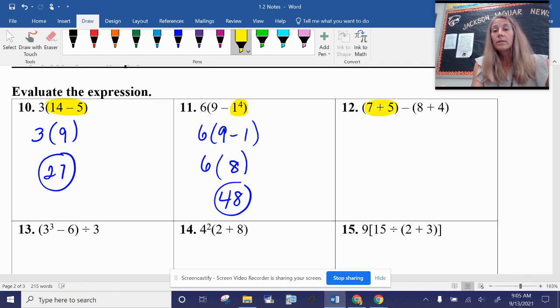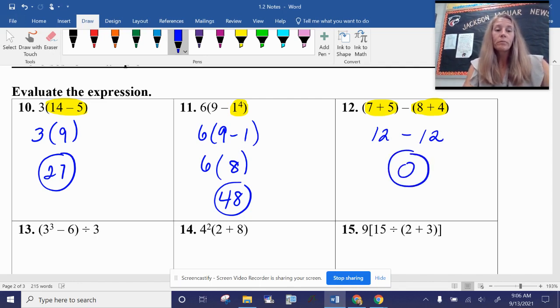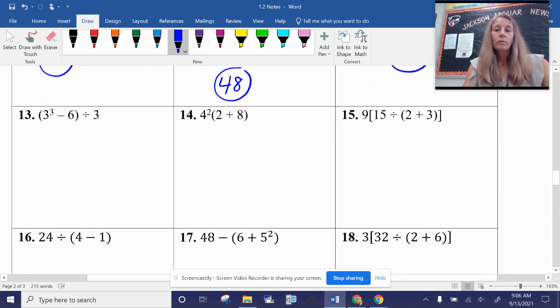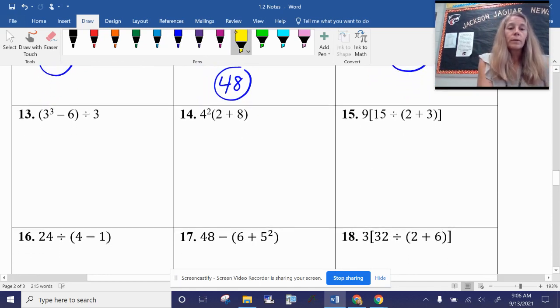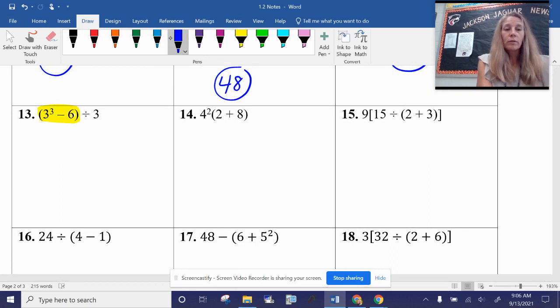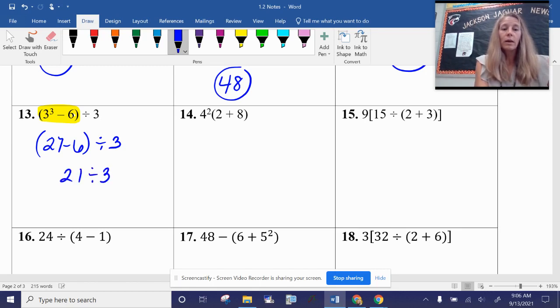Now number 12, I have 2 separate grouping symbols, so those can both be done at the same time. 7 plus 5, which is 12, and 8 plus 4, which is 12. And then when I subtract those, I just end up with 0. All right, number 13, I have grouping symbols, and within my grouping symbols, I have an exponent. So I'm going to have to do that part first. 3 to the 3rd power is 27. Finishing up what's inside my grouping symbols, 27 minus 6 is 21. And now dividing 21 by 3, I get 7.